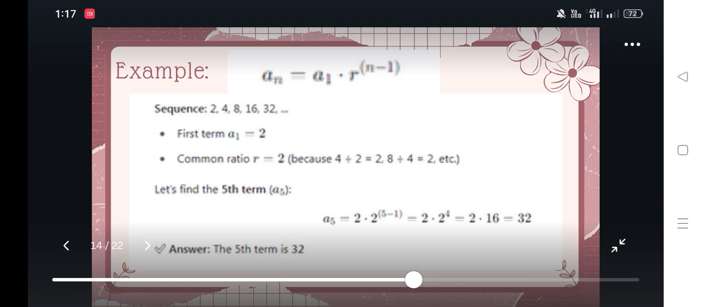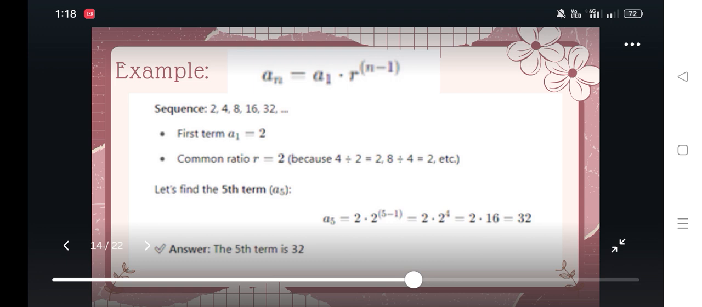Our first term or the common ratio, same as earlier in arithmetic, like for example, the second term minus the first term, here in geometric it is division. 4 divided by 2 is equal to 2. 8 divided by 4 is equal to 2 also. So our common ratio is 2.